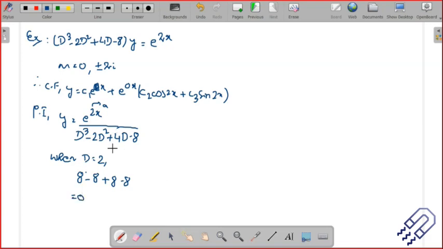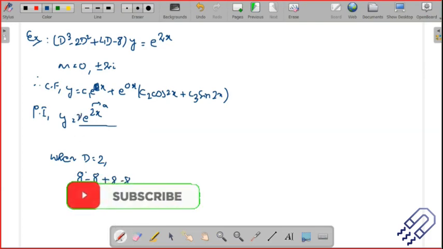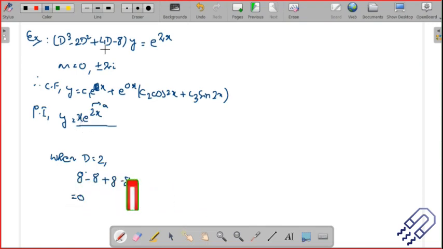So that means this cannot be the solution for the particular integral, so I cannot write this as the solution. You have to check this beforehand, that it should not be 0. If it becomes 0, we take the next form. The next form is we put an x in front of e. This will be x e to the power 2x divided by the differential of this.